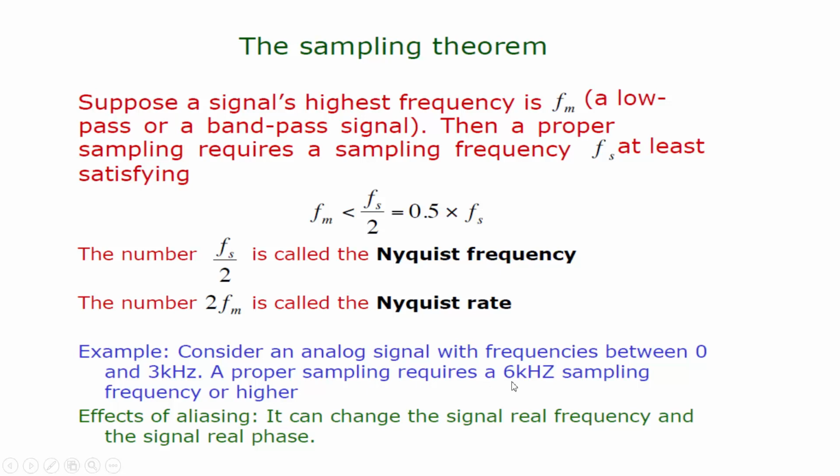And if you do not choose a sampling frequency of 6 kilohertz or more, then it can lead to aliasing. The effect of aliasing can be very disastrous. It can change the signal's real frequency and even the signal's real phase. We will talk about these aspects in future lectures, in multi-rate signal processing.